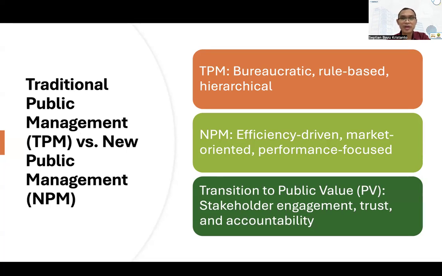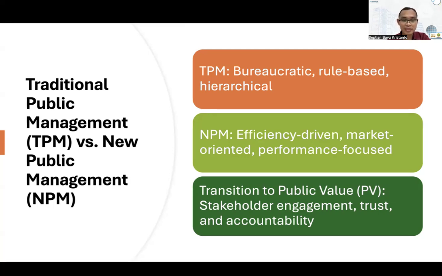They are using cost drivers and are also market oriented. What is the market? The market means the public satisfaction. So they can make performance focus on the public's performance. This is the transition from the old, traditional style into the new public management.